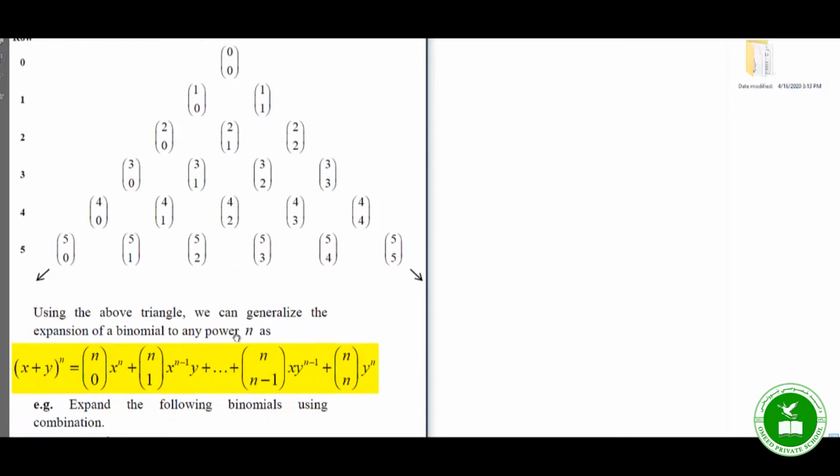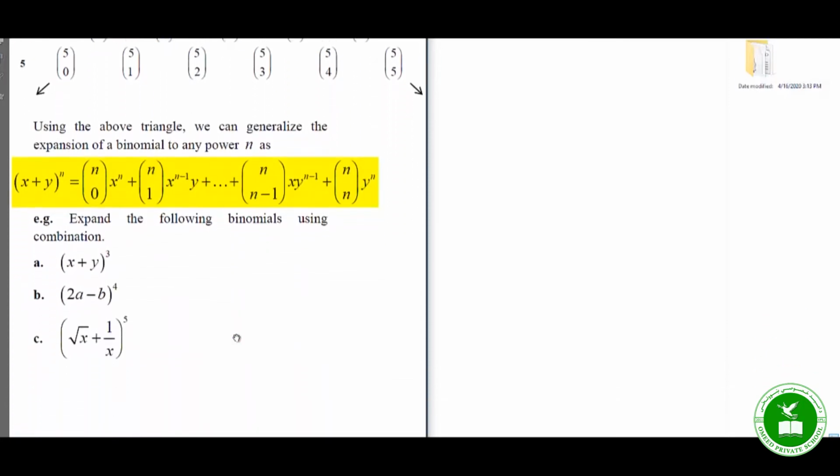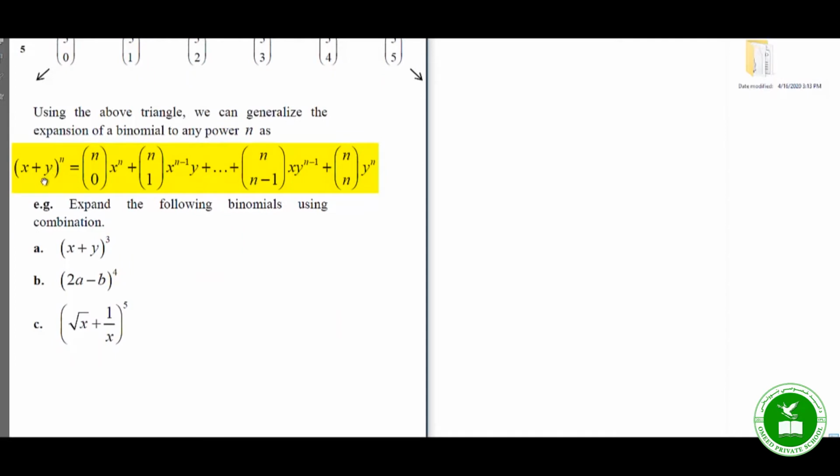Let's generalize it. If we generalize the triangle, we can expand any binomial expression (x + y) to the power of n as the combination of 0 from n times x to the power of n, plus the combination of 1 from n times x to the power of n minus 1 times y, plus the combination of 2 from n times x to the power of n minus 2 times y squared, and the general term will be the combination of n minus 1 from n times x to the power of n minus 1 times y to the power of n minus 1.